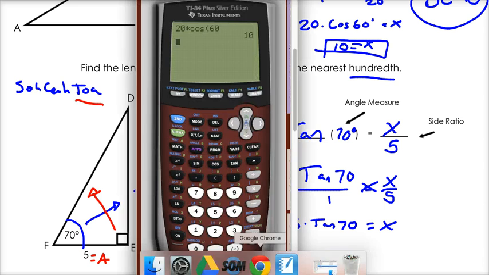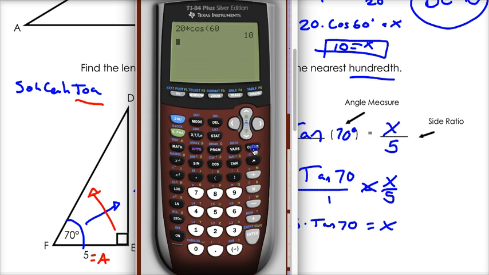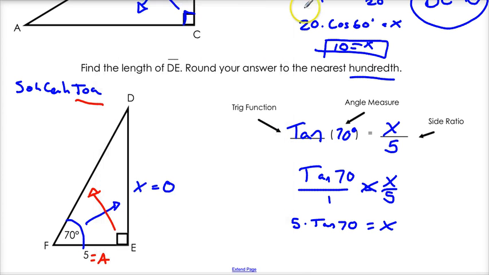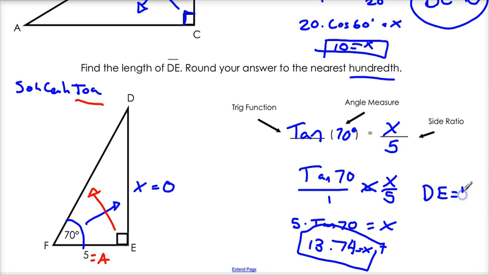Grab out our calculator. And let's do it. So it's 5 times the tan of 70. 5 times tan of 70. And we get 13.737. And we're going to round this to the nearest hundredths. That's the second decimal place. And since the one behind it's a 7, our answer is 13.74 is our x. Oh, nice. So DE is equal to 13.74.